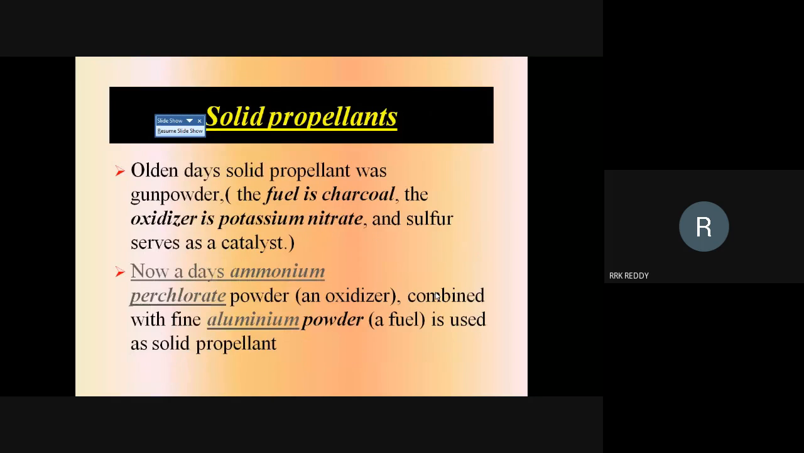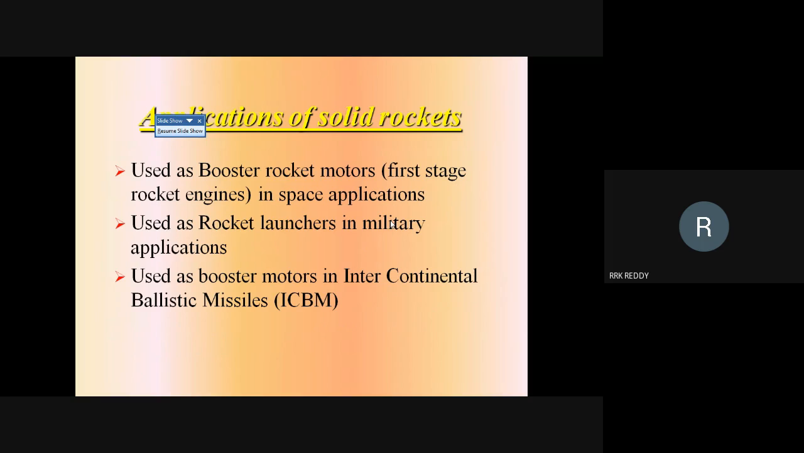Next, the solid propellant. What are the solid propellants? In olden days, solid propellant was gunpowder. The fuel is charcoal, and the oxidizer is potassium nitrate, and sulfur serves as a catalyst. Nowadays, ammonium perchlorate powder is used as oxidizer, combined with fine aluminum powder, which is a fuel, as a solid propellant. And of course, there are many others. Just for example, I have taken two examples. And applications of solid rockets, where generally they are used.